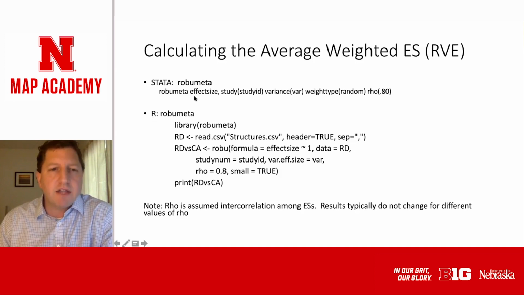R is another package that has Robu Meta. The syntax is slightly different, and you have to find the Robu Meta library, and then you can read in your data and run your analysis based on your data. You can see that we're using effect size, that's our variable name, so that's what we're running the meta-analysis on. And we've got study ID, variance, and then the rho again. So basically these are two different packages that do the same thing.